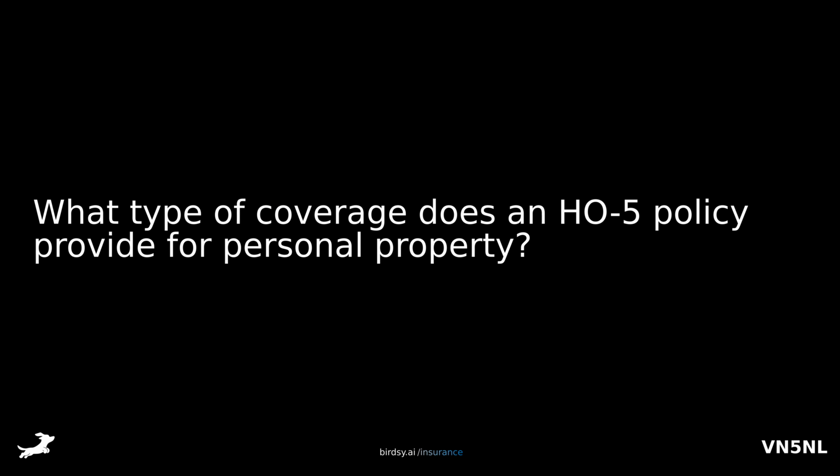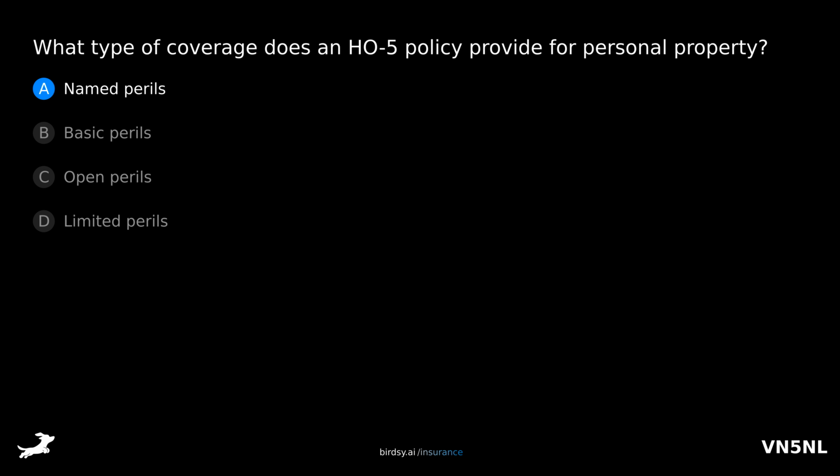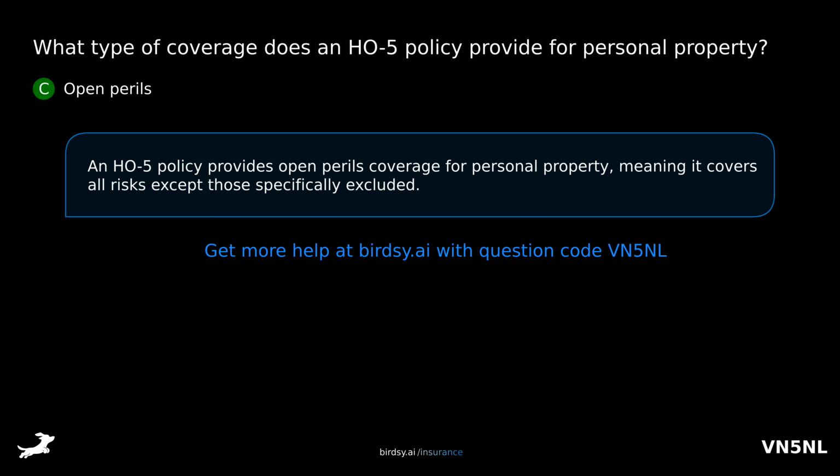What type of coverage does an HO5 policy provide for personal property? Is it A, named perils, B, basic perils, C, open perils, or D, limited perils? The answer is C, open perils. An HO5 policy provides open perils coverage for personal property, meaning it covers all risks except those specifically excluded.